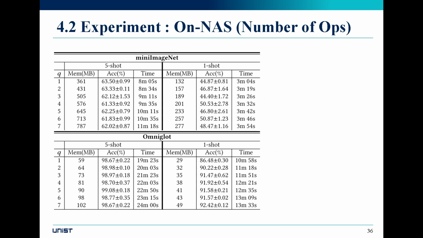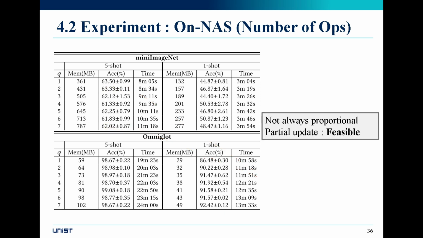To briefly give you information, the letter Q here means the number of operations we updated at a single step. To compare the peak memory first, we can confirm that peak memory significantly differs with the number of operations we sampled. However, if you see the accuracy in this case, you can see that the number of operations is not always proportional to the performance. This result indicates that partial updates do not significantly affect our results, showing the feasibility of our approach.